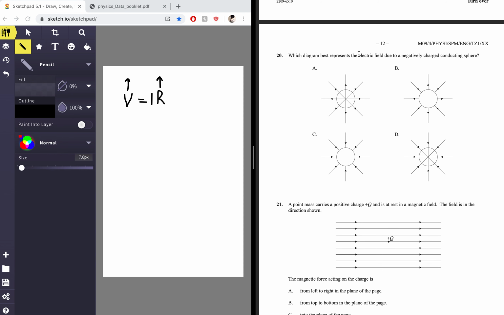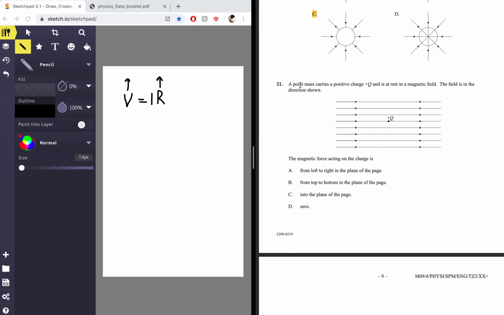Which diagram best represents the electric field due to a negatively charged conducting sphere? So we know that we can test for the electric field with test charges, and test charges are positively charged, and positive charges are attracted to negative charges. So we have to look for arrows that go towards the sphere, so C or D. We know that the net electric field strength within the conducting sphere is going to be 0, so it has to be C, cannot be D.